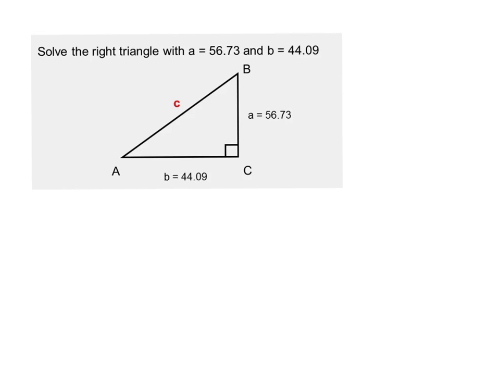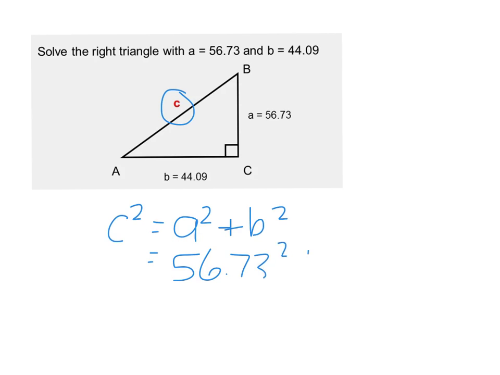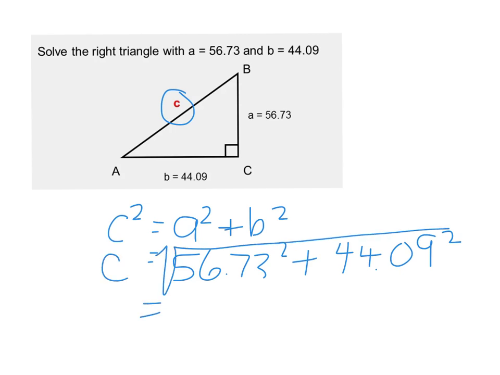Our first step to solving the right triangle is to find C. That is our hypotenuse. So we're going to use the Pythagorean theorem, which states that c squared is equal to a squared plus b squared. A squared is 56.73 squared plus 44.09 squared. And we're going to solve for c by taking the square root of those.